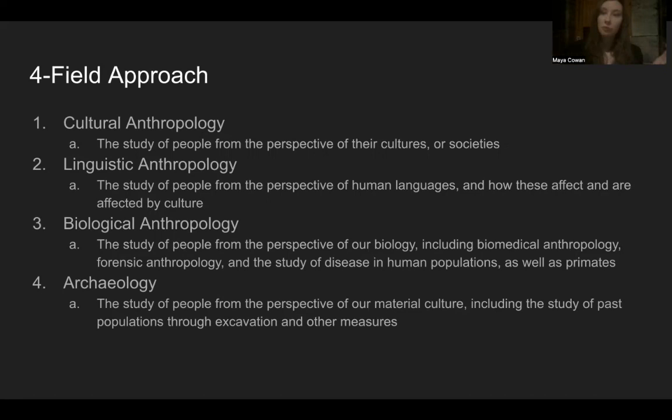For the four fields, we have cultural anthropology, which is the study of people from the perspective of their cultures or societies. We'll get into more about what culture is later on, but for now, just take whatever idea you have of what culture means in your head, and that's probably what we study. There's linguistic anthropology, which is the study of people from the perspective of our human languages, and how these affect and are affected by culture is often a big part of what they study.